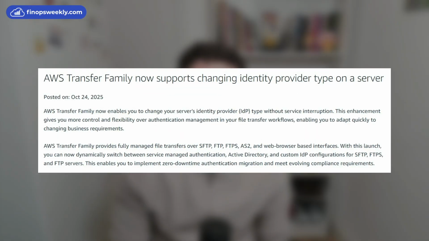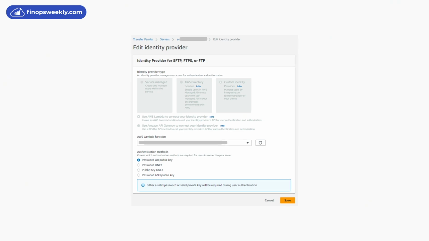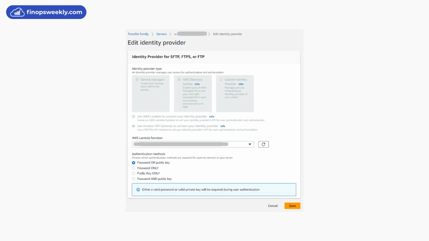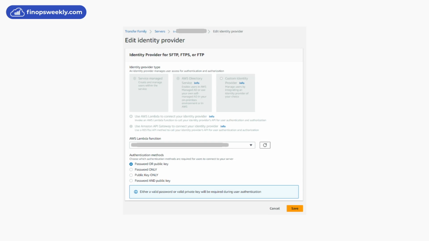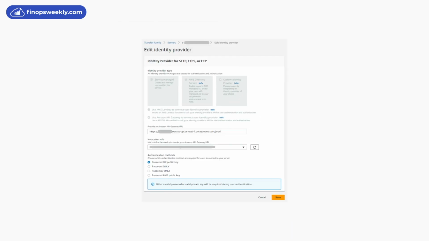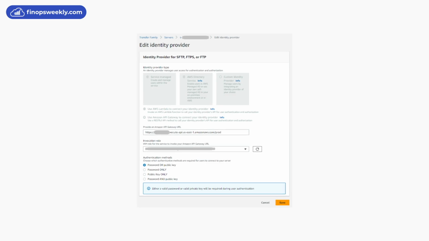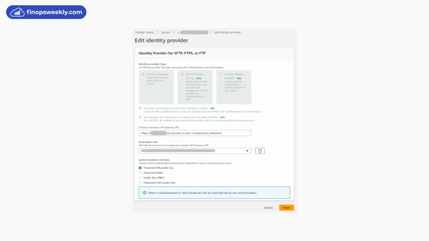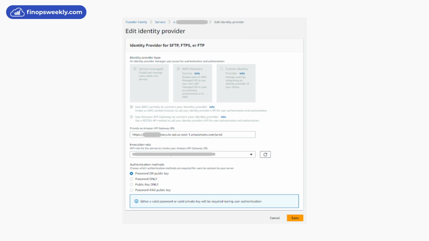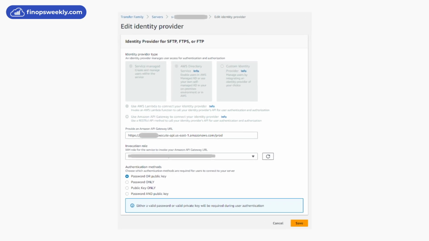Now, AWS Transfer Family allows changing identity provider type without downtime, so you can smooth authentication migrations. That supports switching between Service Managed Auth, Active Directory, and custom IDPs for SFTP, FTPS, and FTP servers with zero downtime. For teams managing file transfer workflows, it reduces migration risk and the operational cost of cutovers. It's available in all regions where Transfer Family is offered.